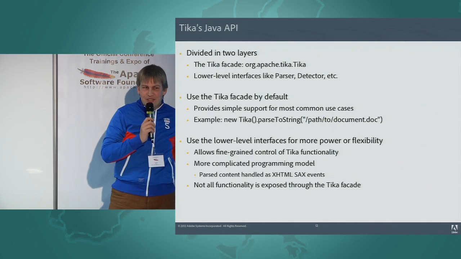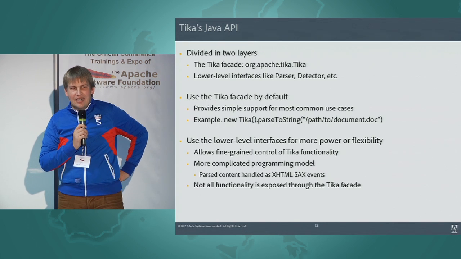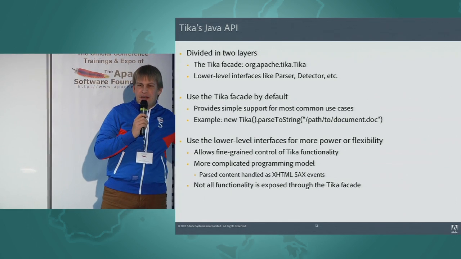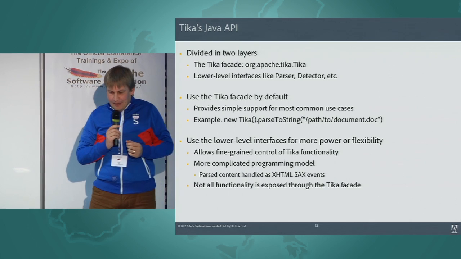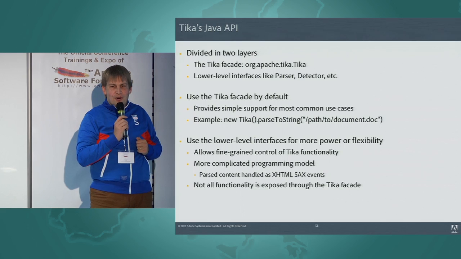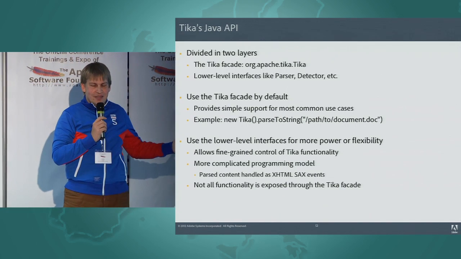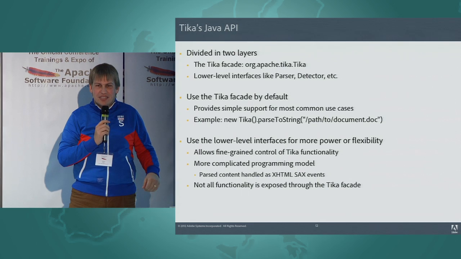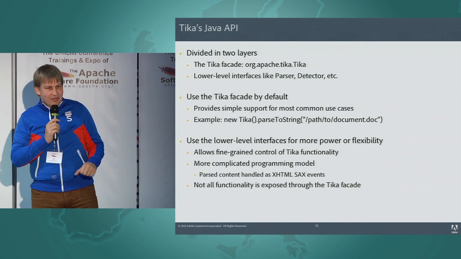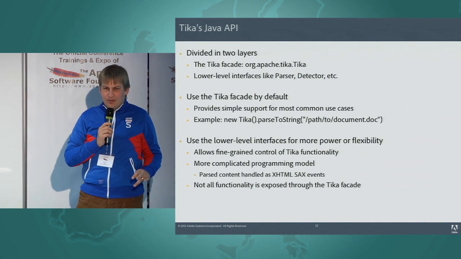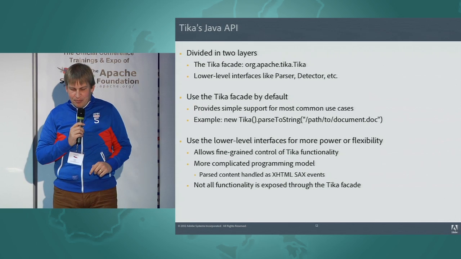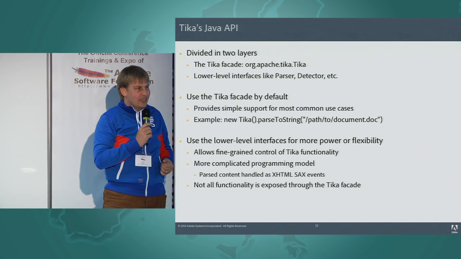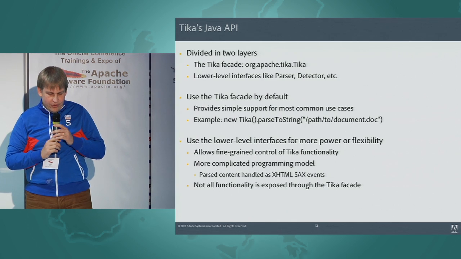Then if that doesn't cover all your needs, there's a Java API that you can use. It's basically divided in two layers. There's a simplified facade class called Tika that's basically meant for all normal use cases. If you want to just get the text out of a document, you can call parseToString and give it a file or input stream or something like that. And Tika does something that's fairly reasonable for the vast majority of use cases. So you get pretty far with the Tika facade. There's also support for type detection and metadata extraction and language detection and stuff like that. So you can do quite a lot with it.